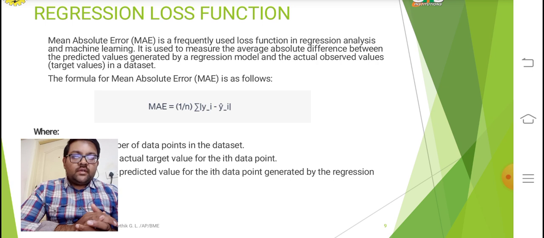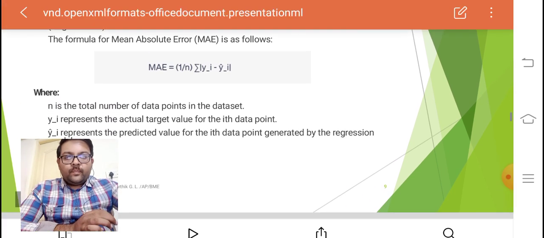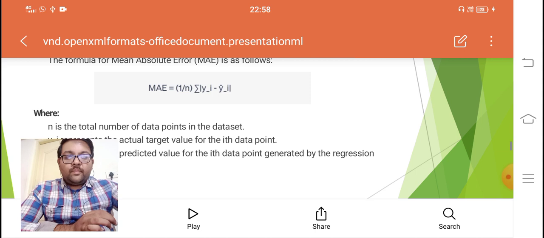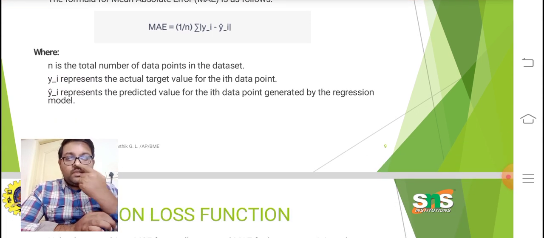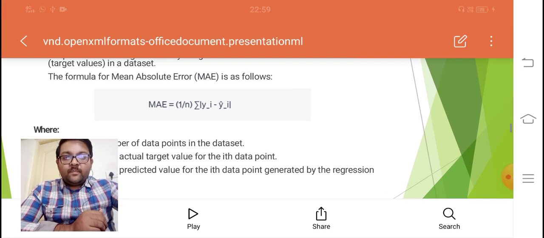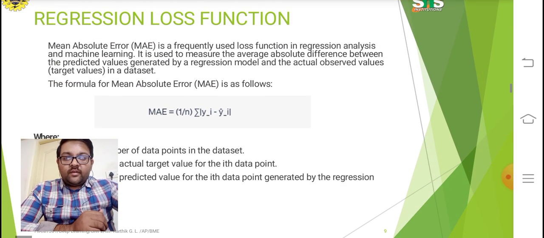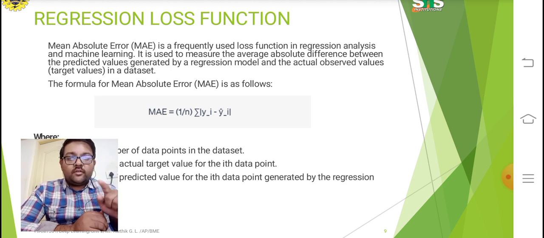We can see that 1/n summation |y_i minus ŷ_i|, where n is the total number of data points in the data set, y_i represents the actual target value of the ith data point, and ŷ_i represents the predicted value for the ith data point generated by the regression model. So this is mean absolute error. It is not mean squared error, so there is no square here.